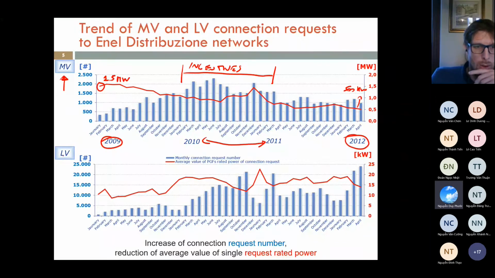What about the low voltage network? For the low voltage network, again, we have an increase in these years here, but more or less the power remains the same: 10 kilowatt in 2009, and it goes to 15 kilowatt in 2012. So basically there was an increase of connections and a reduction in the average value of a single generator. So you have a more spread generation.